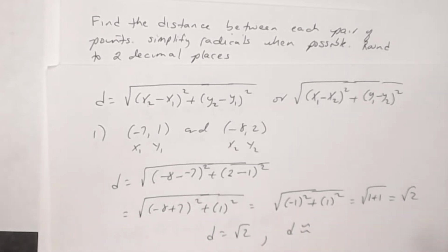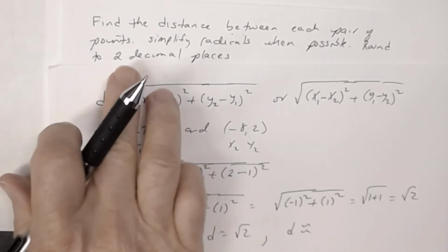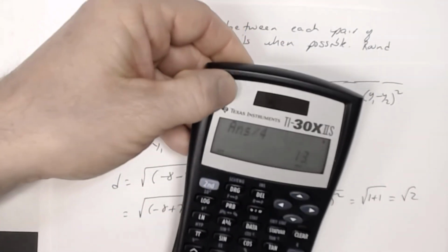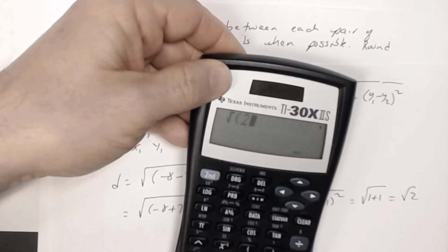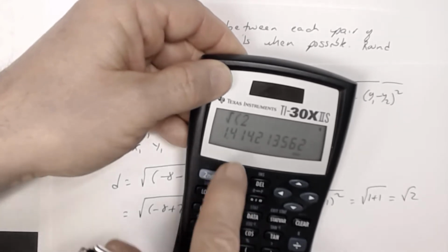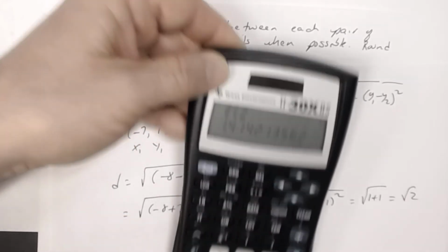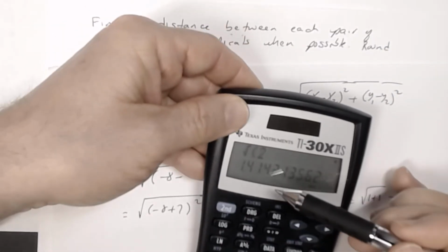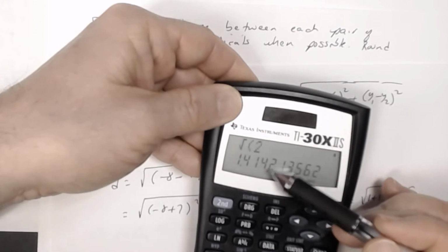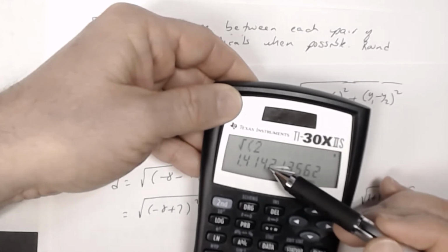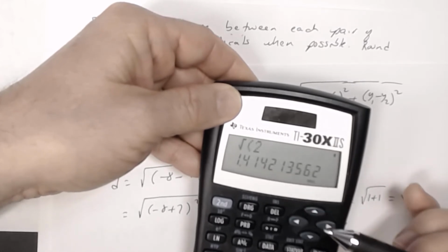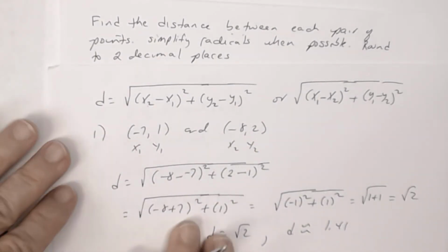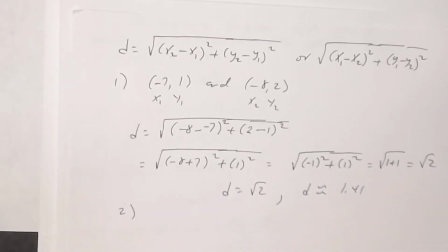So you're going to say distance is approximately equal to, and it says 2 decimal places. So on your calculator, say square root, then press 2, press equal. You get 2 decimal places, 1.41. So remember, 2 decimal places means the hundredths place. So you got to look at the thousandths. Since the thousandths place is less than 5, then that 1 is going to stay 1. All right, number 2. So you see, it's just plug and chug. That's all you're doing. So it's not difficult.